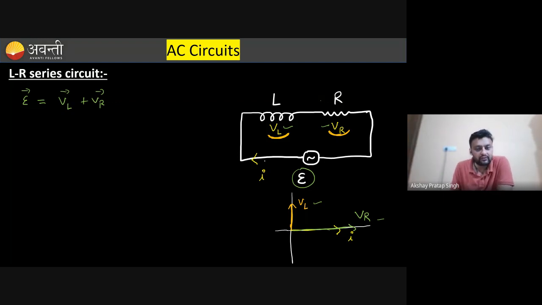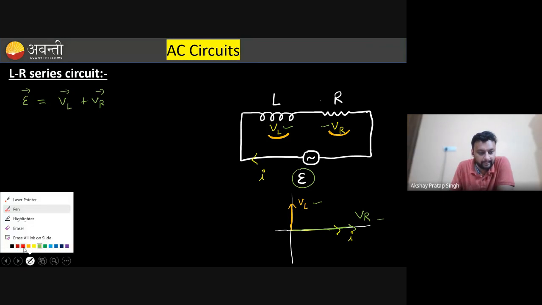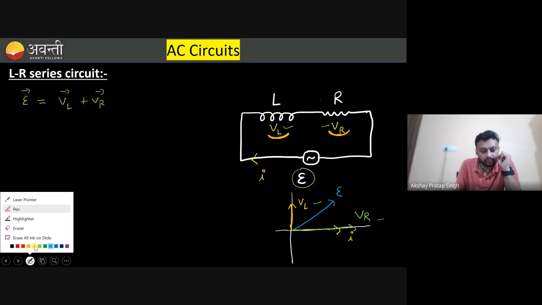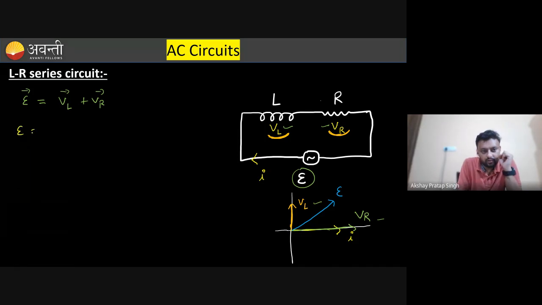If you add VL and VR, the resultant will be somewhere here, and the resultant will look like that. This is our resultant, which will give our net EMF that is being applied. So this net EMF will be what? Using the parallelogram law, it is the root of VL square plus VR square.